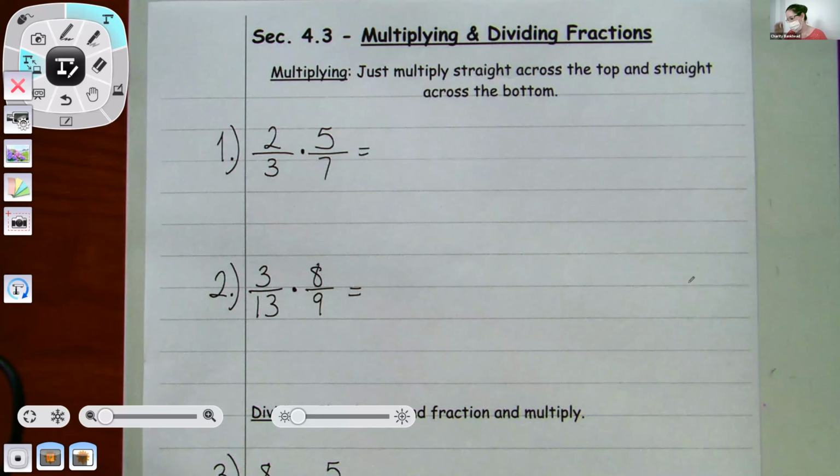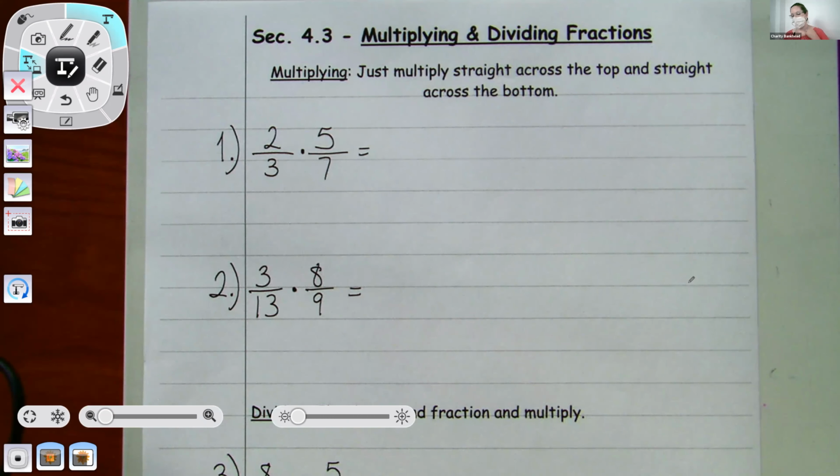All right. Okay, so we're going to start with 4.3. And yes, we're also going to do 1.8 and 4.6, which is PEMDAS. But first, we're going to do 4.3, which is multiplying and dividing of fractions.